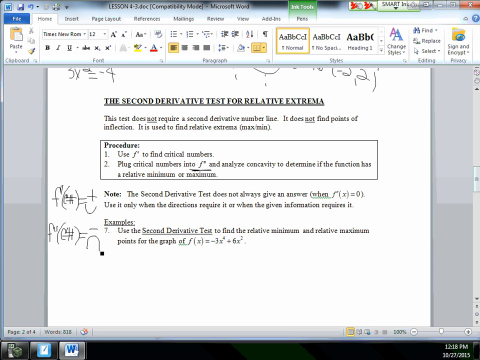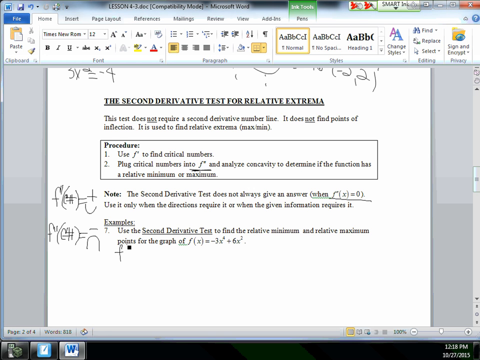So we'll go ahead and show you. Oh, and note, if you get the second derivative to equal 0, it won't work. It means you have to go back to the first derivative and do your number line test. So some students are like, well, why do I even care about the second derivative test? Because sometimes it's quicker to plug it into the second derivative to know if it's a max or min, rather than doing the number line test. So it's just about saving time.